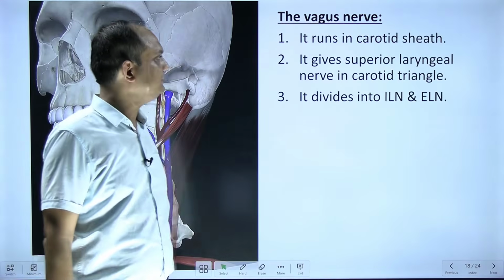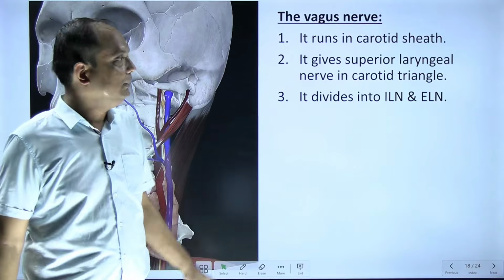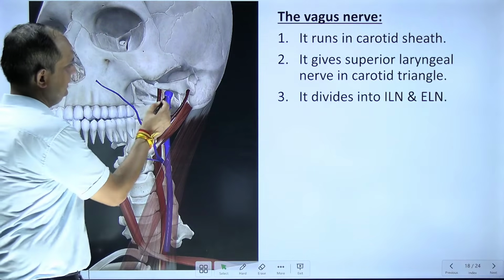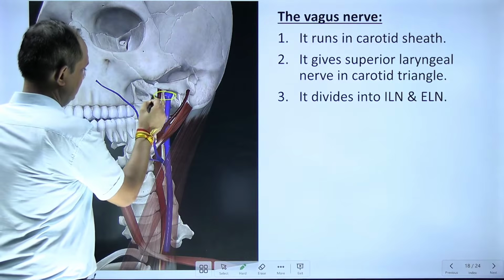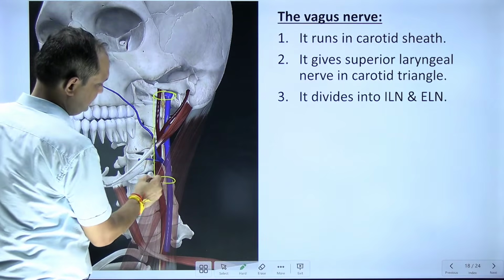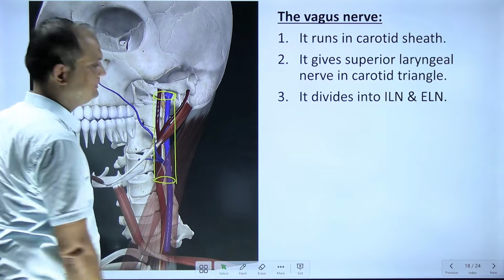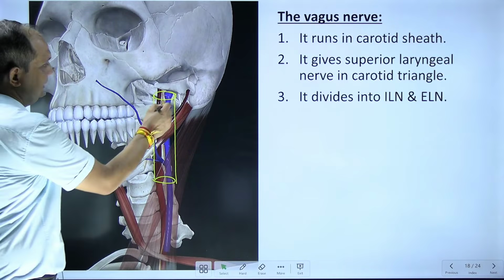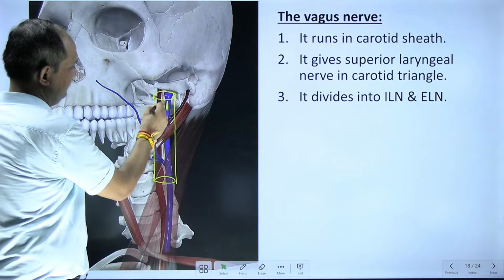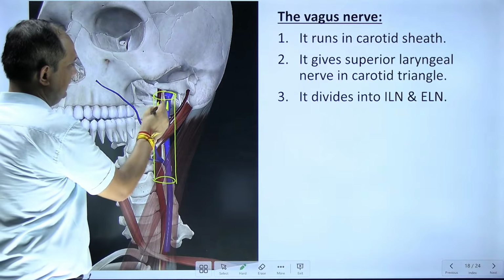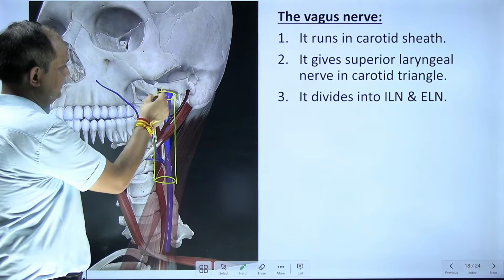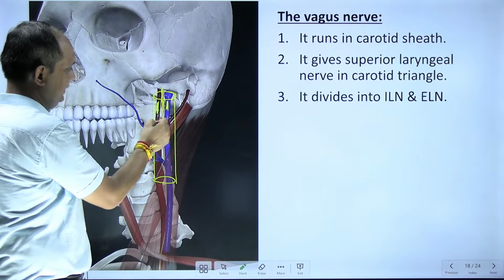Then you will have the vagus nerve. Now the vagus nerve runs in the carotid sheath. Now you know that there is an envelope of the deep fascia and this envelope is known as the carotid sheath. In this carotid sheath you will have three structures: the internal jugular vein, the internal carotid artery and the vagus nerve. This vagus nerve comes out from the jugular foramen and runs vertically.